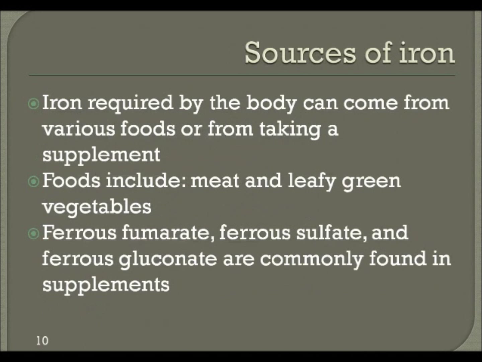Deficiencies can result in fatigue, decreased immunity, and anemia. Iron can be obtained from meat and green vegetables. Supplements can also be taken. Ferrous fumarate, ferrous sulfate, and ferrous gluconate are the most common forms of iron in supplements as they are most easily absorbed by the body.